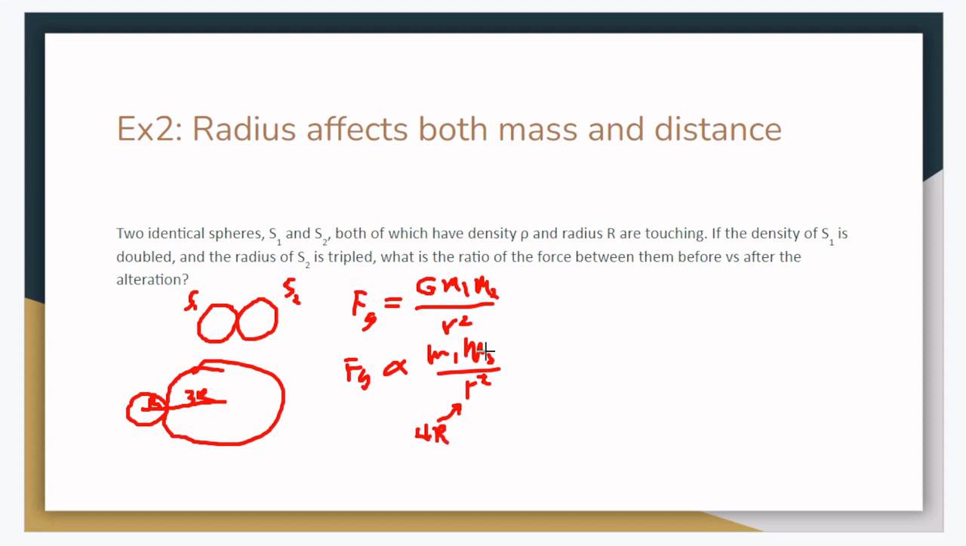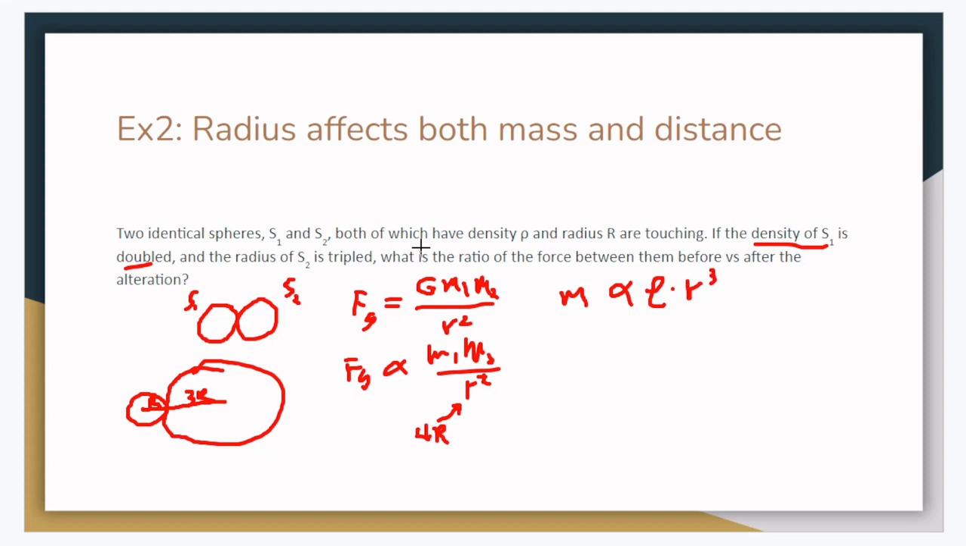And now let's take a look at the masses. How did the masses change? So m1 changed because the density of S1 is doubled, right? So what is mass proportional to? Mass is proportional to, like we said before, the density times the r cubed, right? Because of the volume of a sphere.